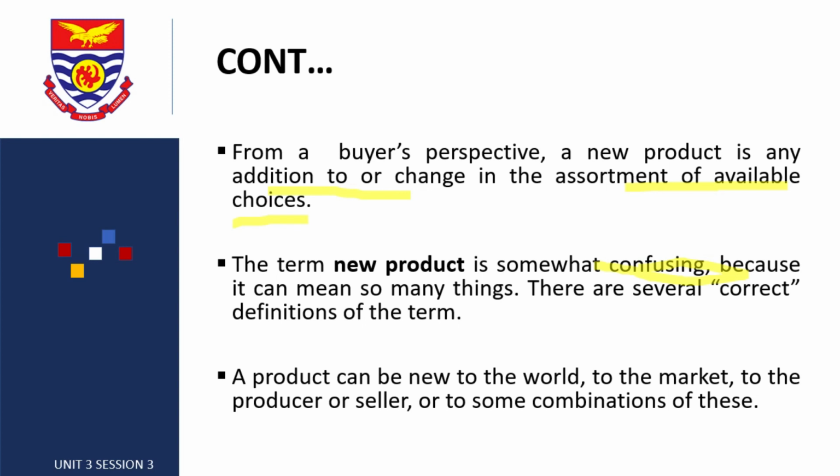A product can be new to the world, it can be new to the customer, or it could be new to the firm. A product can be new to the world, to the market, to the producer or seller, or to some combination of these.